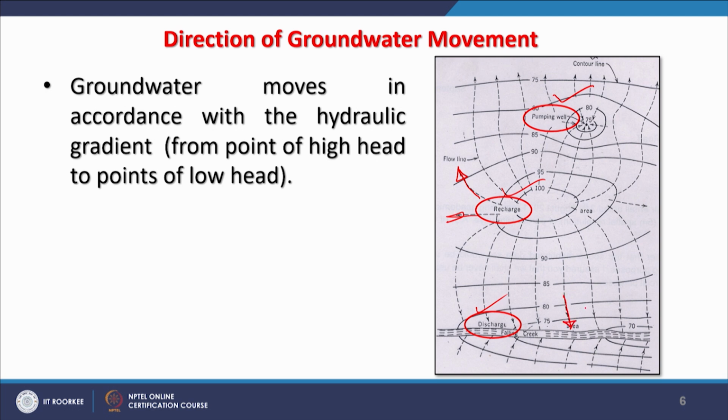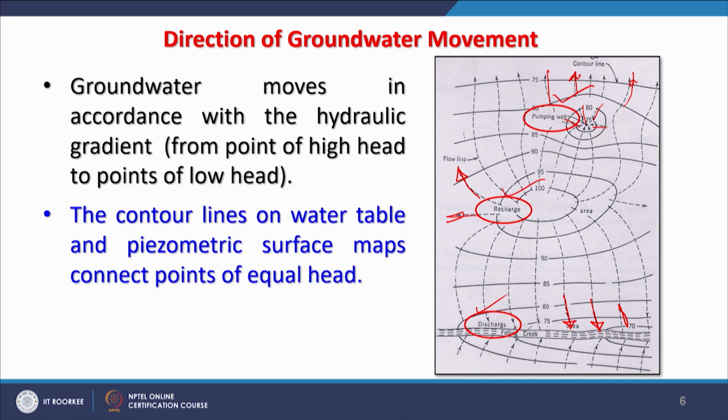the arrows are coming towards the river. And similarly, in case of pumping, the nearby arrows are going towards the well, but otherwise they are going away from there because the drawdown has not reached that level. So the contour lines on the water table and piezometric surface maps, which is on this right side figure, connect points of equal heads. So all the isohydrals are the contours basically.